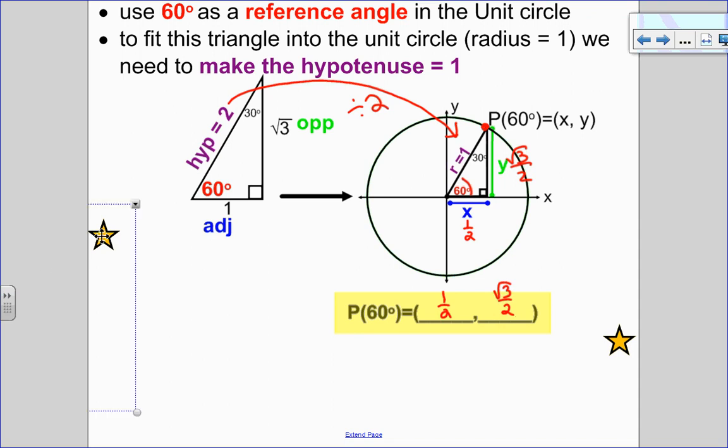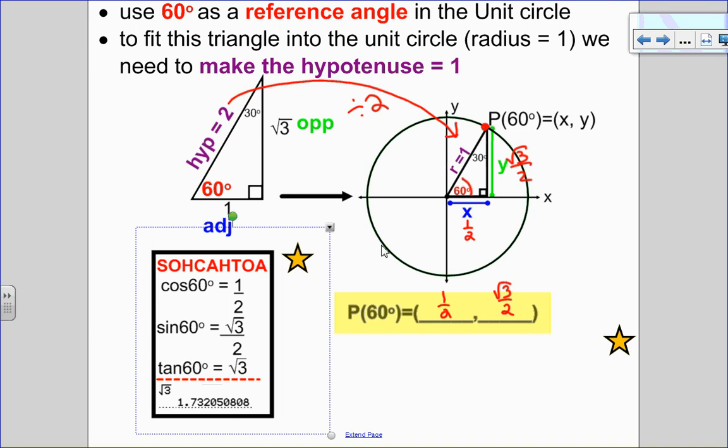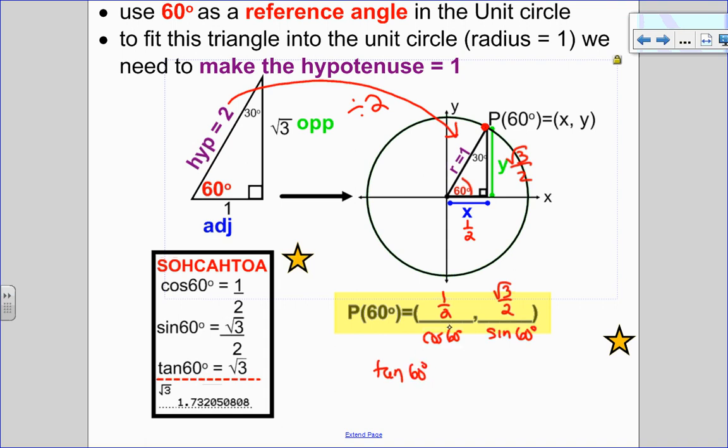So let's see if the same properties happen. Cosine of 60 is a half, and that's still my x coordinate. Sine of 60 is root 3 over 2, that is still my y coordinate. And tan of 60 is root 3. Well, let's just check that. Tan of 60, since the denominators are both 2, is the y coordinate numerator over the x coordinate numerator. Root 3 over 1, yes, is root 3.